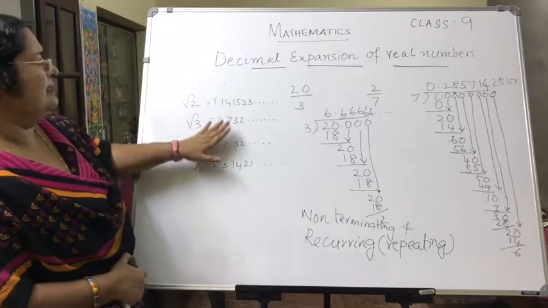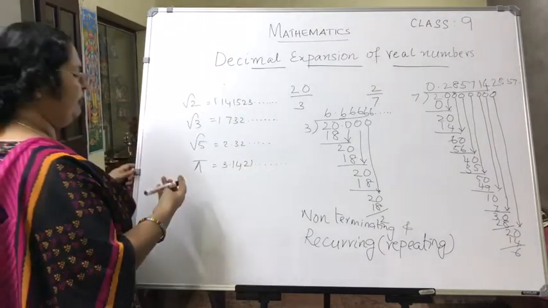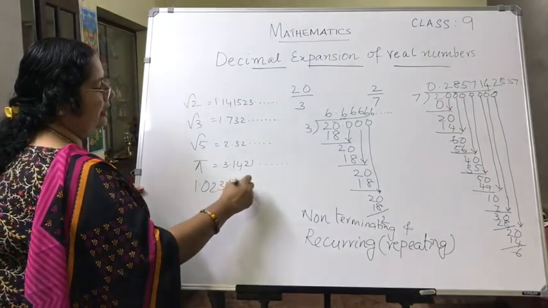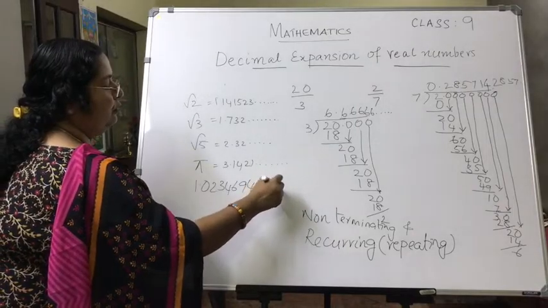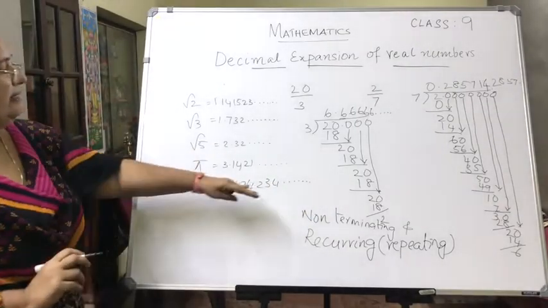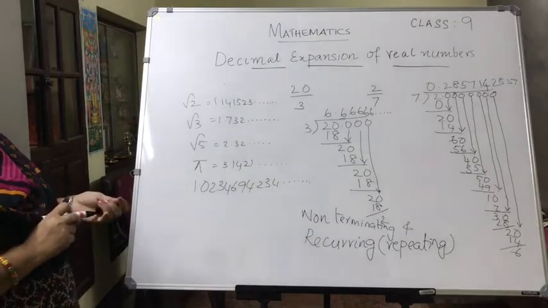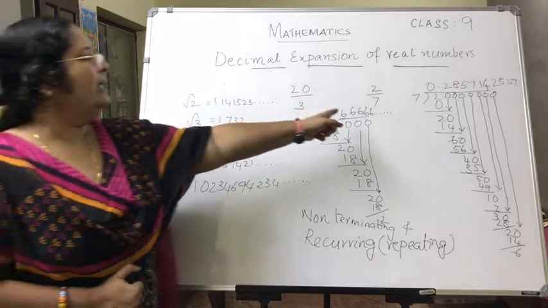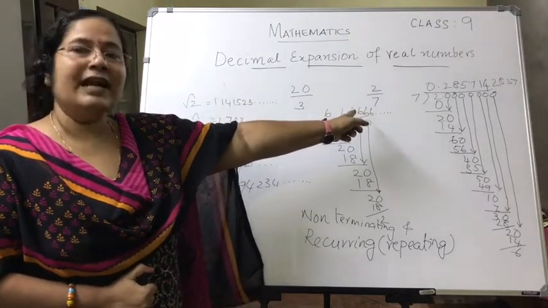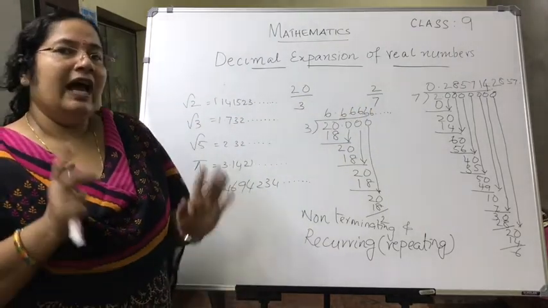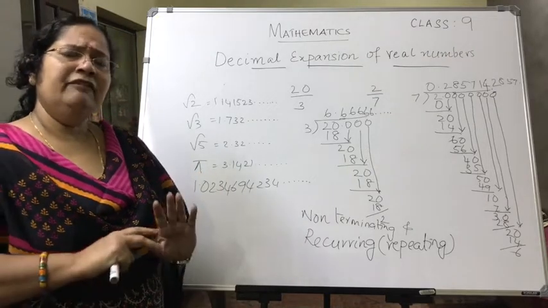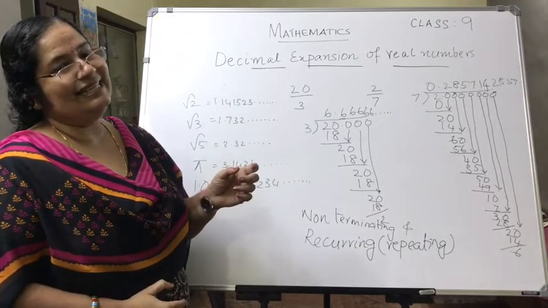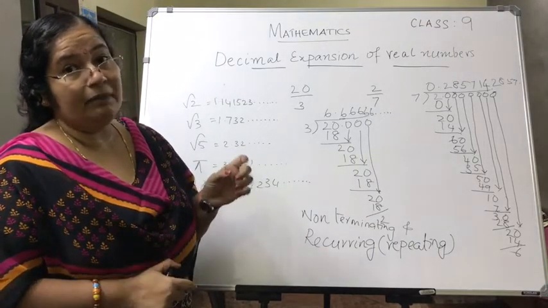And now look at these examples. Or I'll give you one more example. Suppose the decimal expansion is 1.02346942342, it is going on like this. Just look at these expansions. What is the difference that we are seeing in the decimal expansion here and here? For a rational number, how is the decimal expansion? Either it is terminating, and if it is not terminating, it is non-terminating and recurring. The digits are repeated after a particular slot.